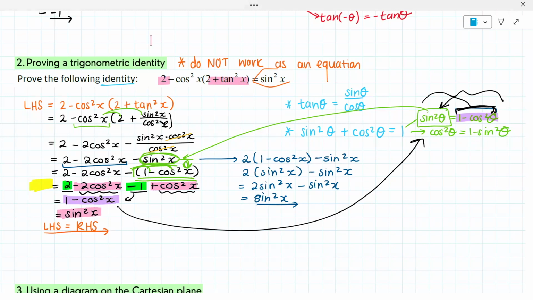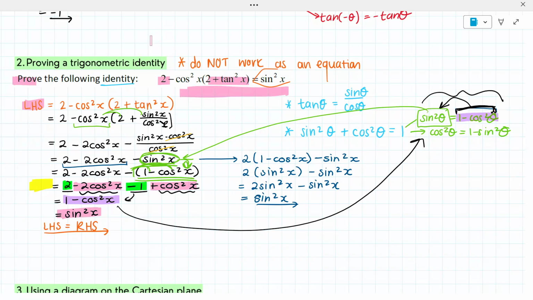Remember, the question says prove. That means show me that it's equal. So we can't work with it as an equation because we don't actually yet know if it is equal. Now that I've shown that the left-hand side is equal to sine squared x, I could then make the statement of an equation, but I don't actually yet know it because, like you said, the question says prove the identity. Okay, thank you, Ma'am. Pleasure.